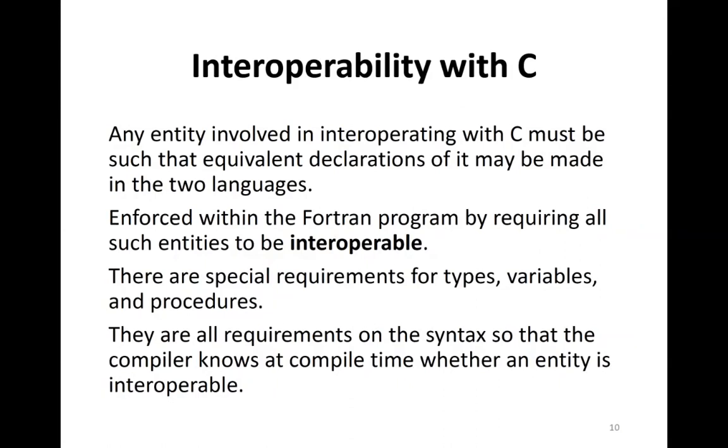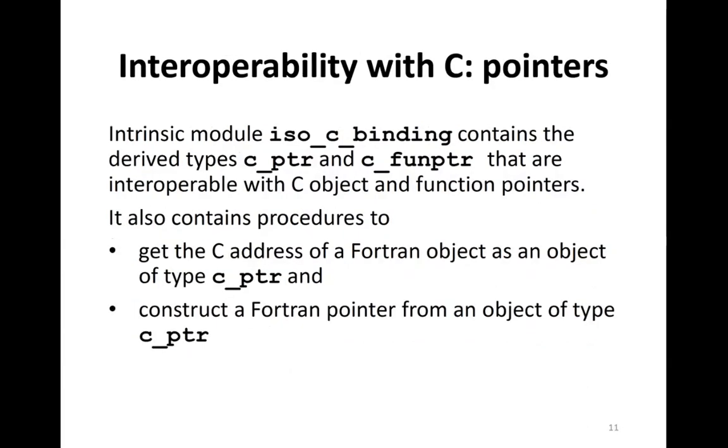Interoperability with C, we did this in a fairly simple manner. Basically, we required things that could exist in the two languages to be interoperable. We weren't too ambitious over what could be interoperated. So there were special requirements for types, variables, and procedures to say that they were interoperable, and requirements on the syntax, so the compiler knows whether an entity is interoperable. We didn't do anything to the C standard. It was all to do with the way the Fortran standard could interact with C. The one thing that was sort of new was we had to put something in for pointers. So there are two special types in Fortran to correspond with C function pointers and C object pointers. So C_PTR and C_FUNPTR were added in order to interoperate with pointers.